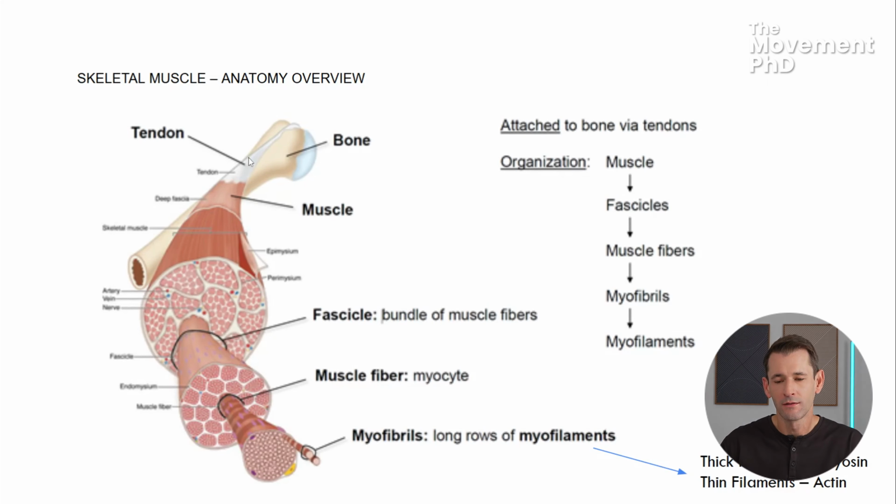So once again, organization from the largest down to the smallest. We have the muscle itself. We have muscle fascicles, the next layer down, which are bundles of muscle fibers. We have muscle fibers, the cell of skeletal muscle. Below that, we have these myofibrils, which are those long rows of myofilaments.